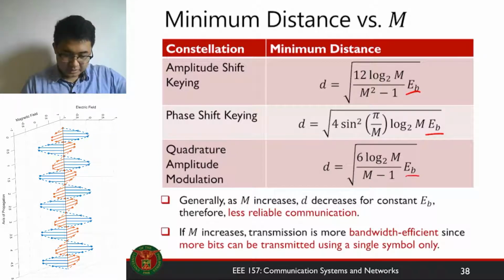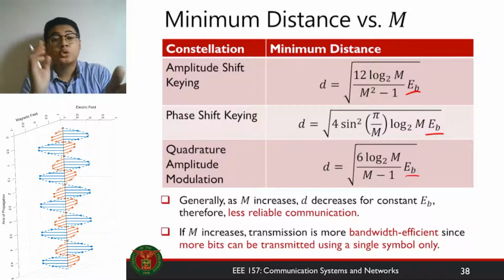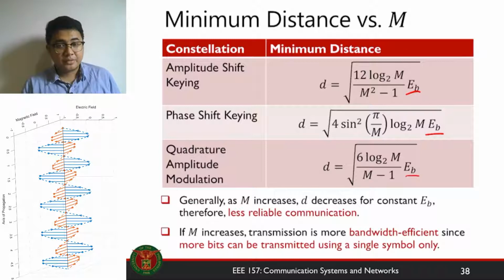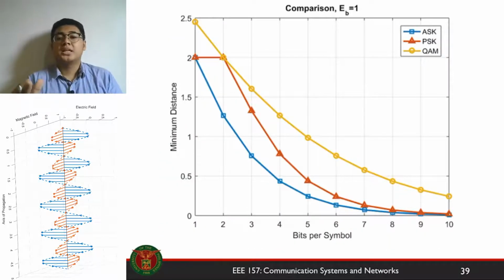Okay? So D here, if you want to maintain D, if D is constant, if you increase M, you need to increase E sub B. Okay? And this is shown here. For a constant energy per bit, this is your plot here.